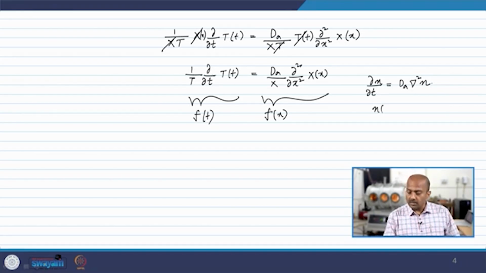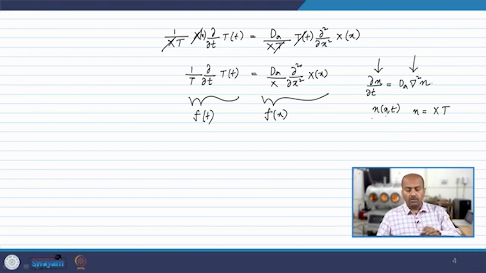Since n is a function of x and t, on both sides of this equation we have terms which are functions of x as well as t. Using this solution, n equals capital X times capital T, what we have been able to achieve is to separate this equation. On the left hand side we have only a function of time, and on the right hand side only a function of x. But the interesting thing about this is that both of these variations are actually equal.